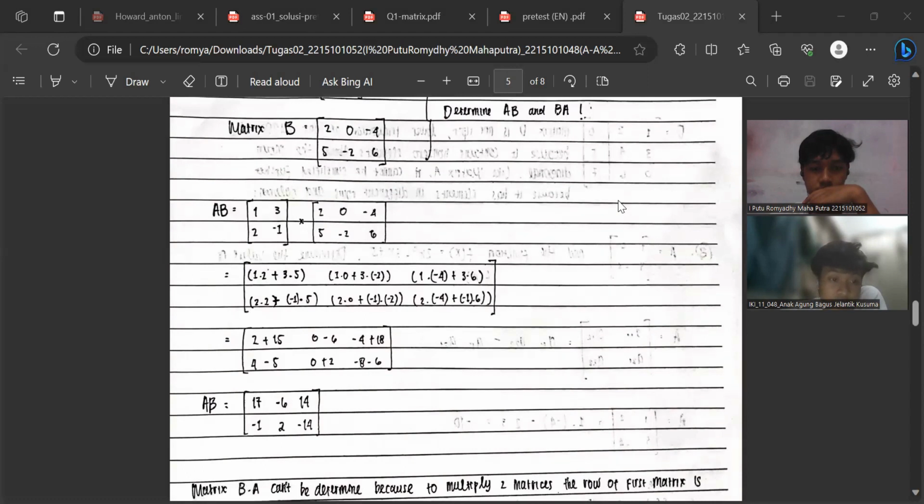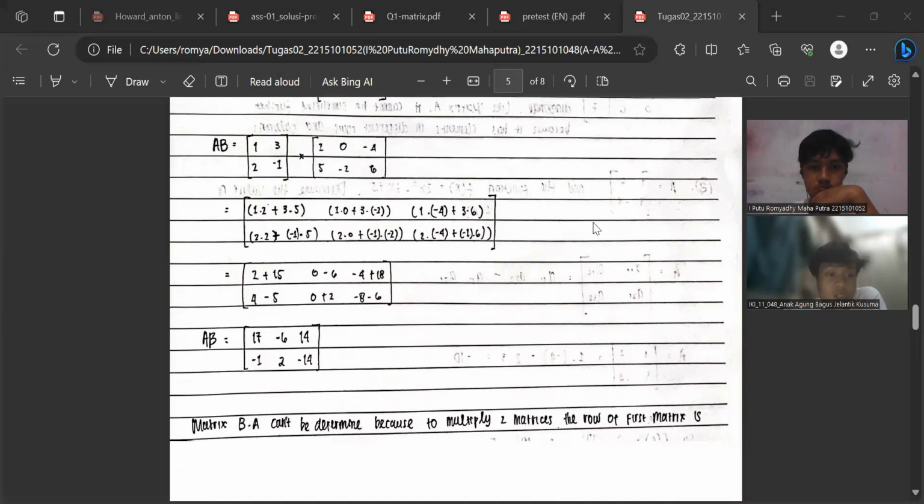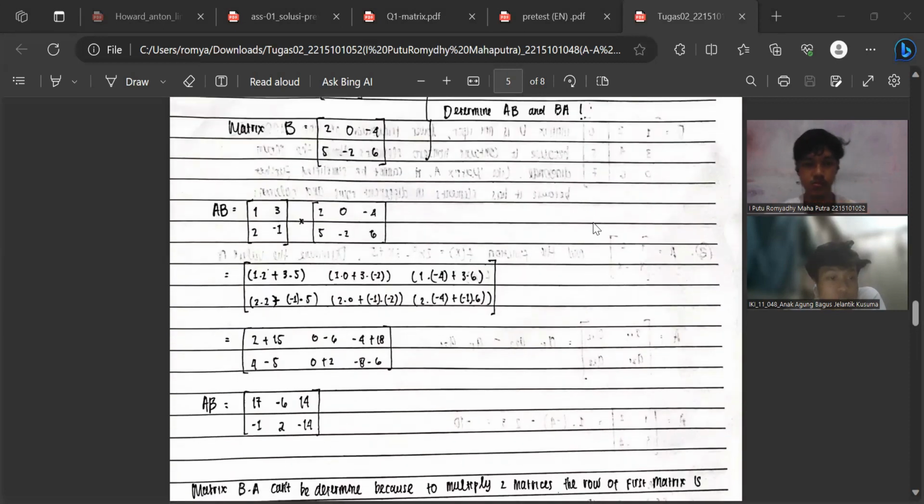The rows or the columns of the first matrix are multiplied by the rows in the second matrix. So just like this, 1 times 2 plus 3 times 5, 1 plus 1 multiplied by 0 plus 3 multiplied by minus 2, and so on until we have all the operations just like this.